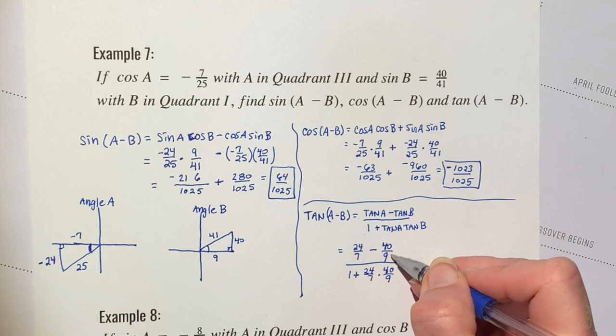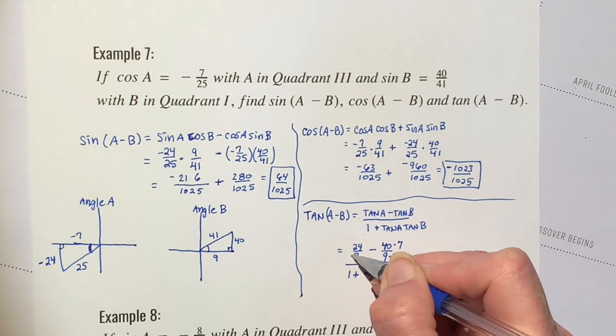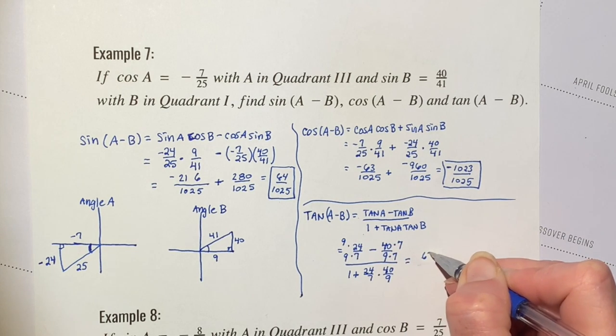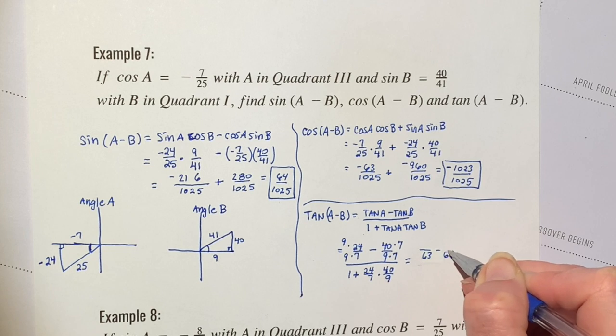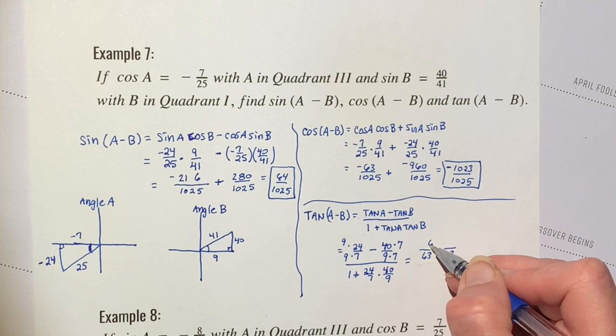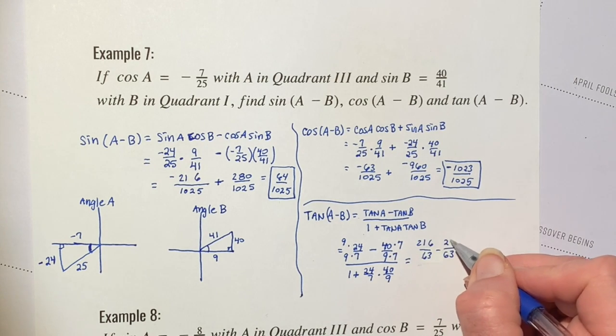So let's give them the same denominator. I'm going to multiply this by 7, which means I need to multiply that by 7, and multiply that by 9. And so that makes my denominators both be 63. All right, and so 9 times 24 is 216. 4 times 70 is 280.